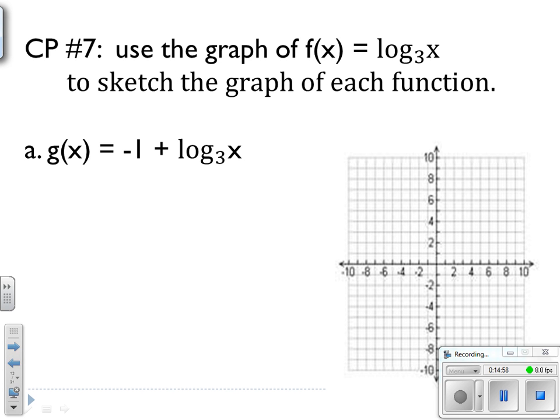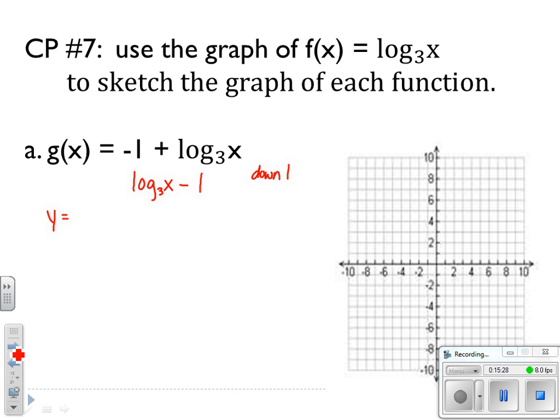So if we're looking at this one, okay, there is a shift put onto this function. We have a log base 3 of x main function and then a minus 1. Most of you are probably more comfortable looking at it like this. Now if you recall, a minus 1 at the back end, that is our down 1 shift. So first of all, let's figure out what our log base 3 of x function looks like.